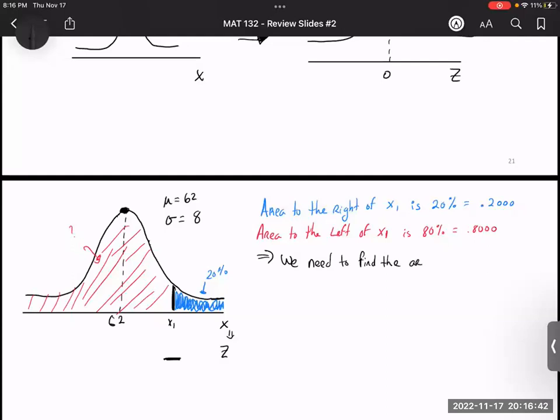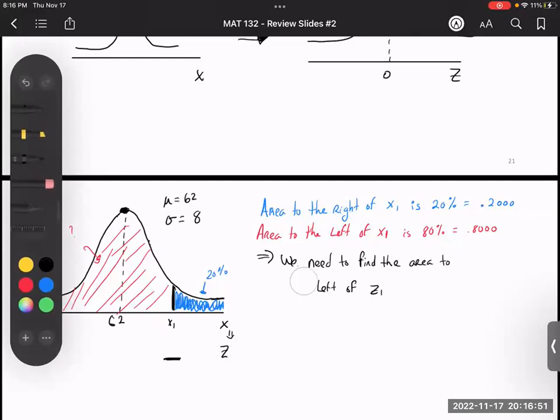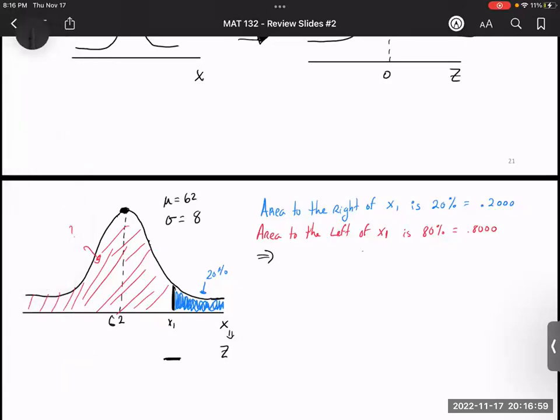So this would have implied that we need to find the area to the left of, let's say, z1. Oh, sorry, my bad. I'm writing this backwards. Area to the left of x1 is 80%. So we need to find the z value from the z table that has an associated area of 80%, or 0.8, to the left of that z value. I'm just all over the place tonight. Sorry, guys.